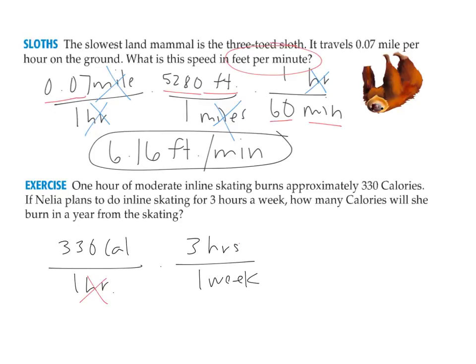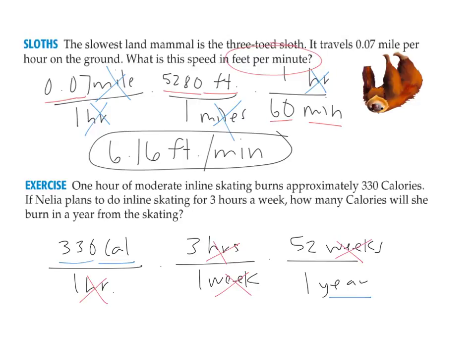So now my hours cancel out. So now my ending units would be in calories per week, but I want calories per year. So let's see how many weeks are now in 1 year. Well, there are 52 weeks in 1 year, so now I could cancel out weeks, and my ending result would be in calories per year.